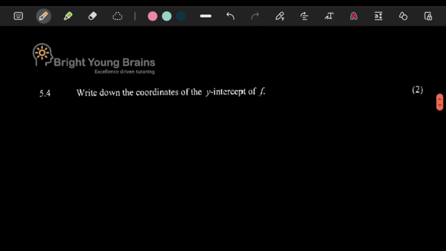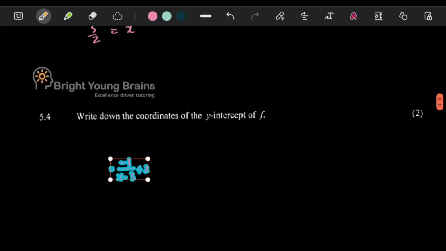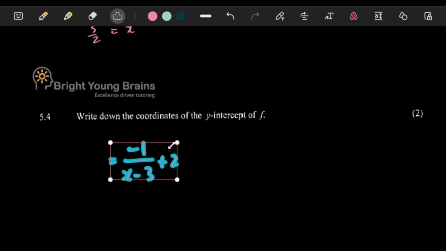What else now? For 2 marks here, it says write down the coordinates of the y-intercept. Wow, man. These guys were just giving away marks, eh? Why am I sounding so... Like, just be happy, man. Be like, yeah, okay, thank you.